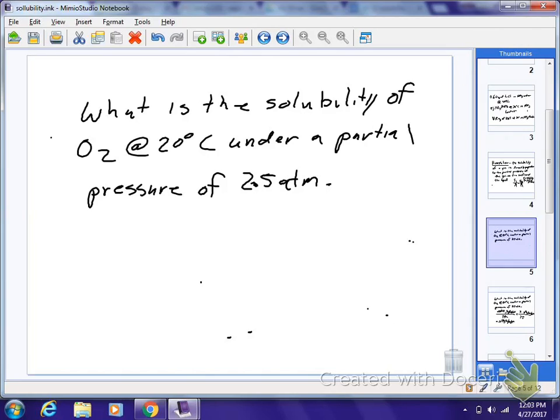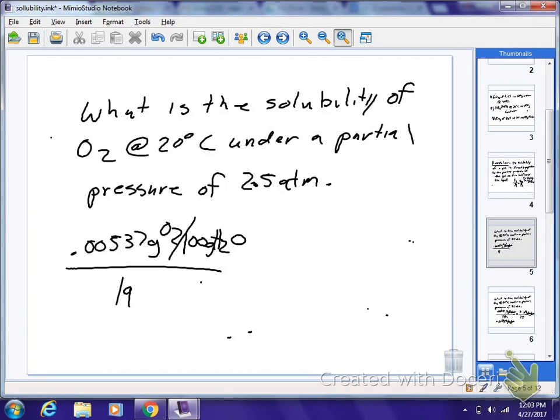Okay? So when we look up oxygen, it can dissolve at 20 degrees Celsius, 0.00537 grams of O2 per how many grams of water? 100 grams of H2O. That's its solubility. That's how much it can dissolve. Under what condition? 1 atmosphere. If we have it at 1 atmosphere, that's how much it can dissolve.